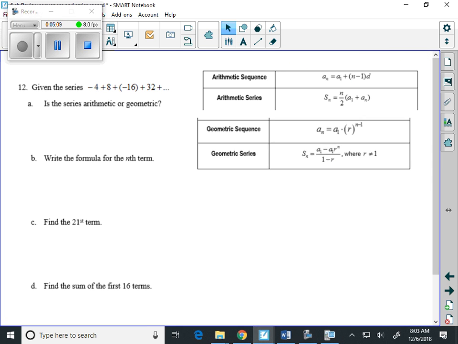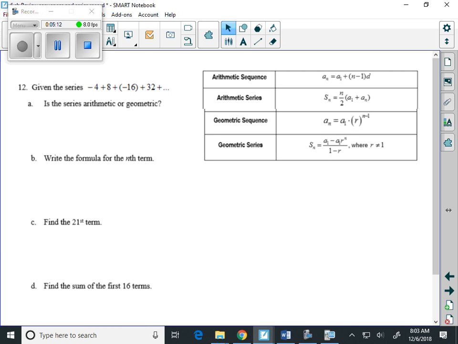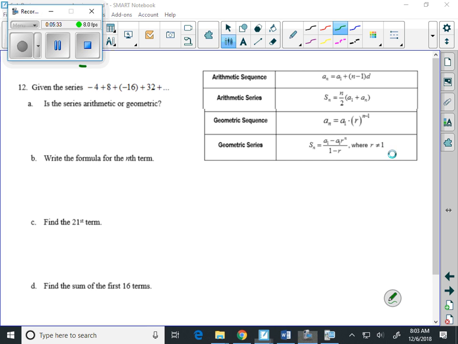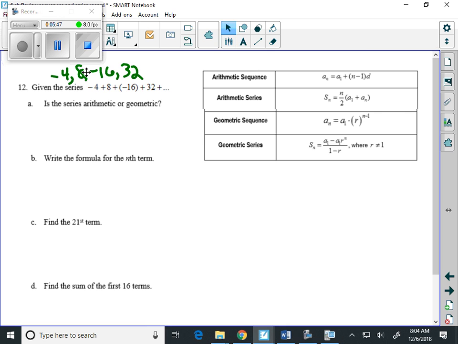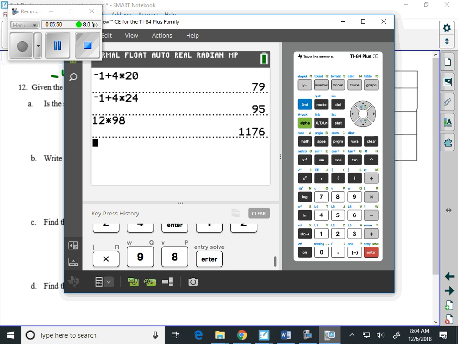Problem number 12. Again, here's the box that's at the top of your paper there. And we need to determine whether this series, and it's a series because it's added together, is arithmetic or geometric. So even though it's written with pluses, if you don't like that, then just look at it from the perspective of -4, if I can write it here, -4, comma, +8, -16, +32.